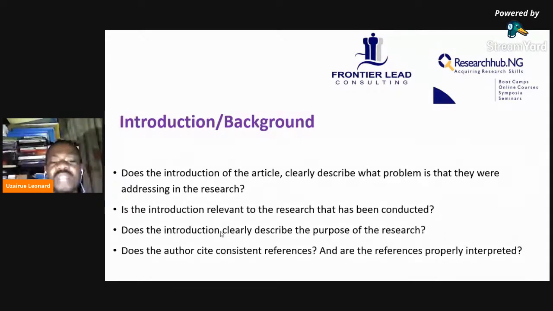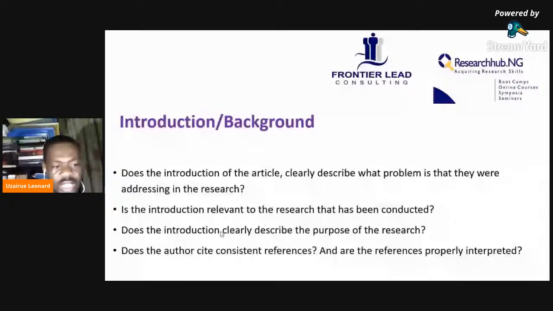Now, the next one is, is the introduction relevant to the research that has been conducted? If the introduction does not align with the research, just like I said, we are talking about, let's say, herd immunity in COVID, but you are not hearing about the basic things that have to do with COVID-19. Or you are seeing malaria and all of that, but not that this person is actually doing a comparative study of the herd immunity in HIV and in malaria, but you just see jumping in the discourse, then this will actually cause the reader to lose interest.